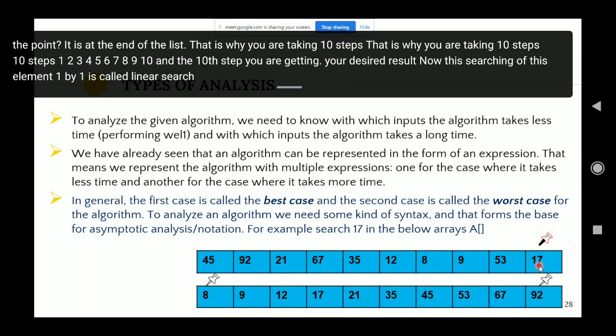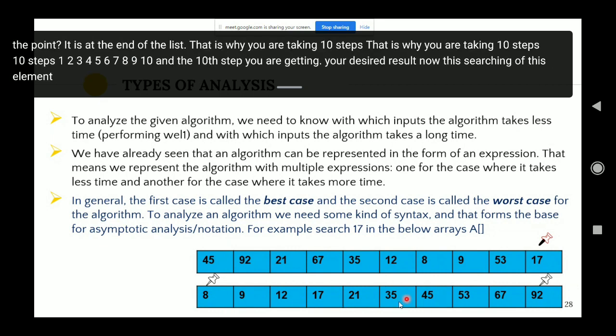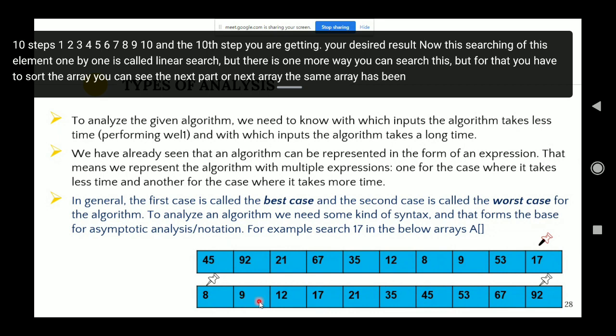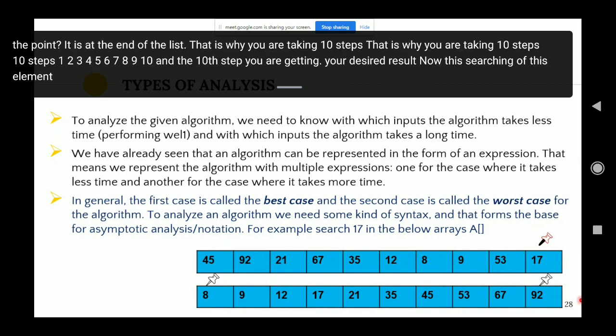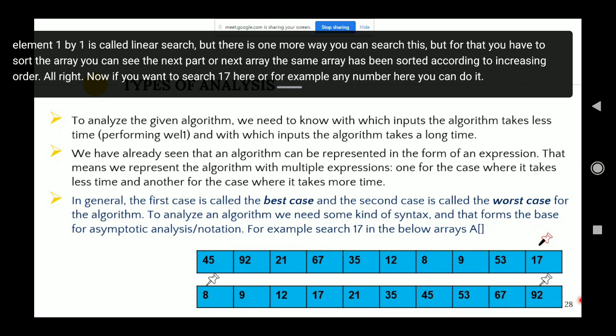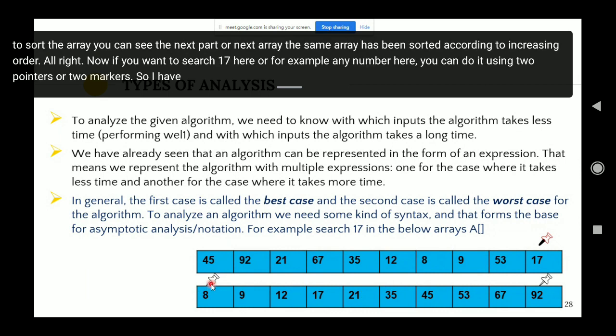But there is one more way you can search this, and for that you have to sort the array. You can see the next array. The same array has been sorted in increasing order. Now if you want to search 17 here, or any number here, you can do it using two pointers or two markers. I have used two markers here. This one is the low marker, this one is the high marker.